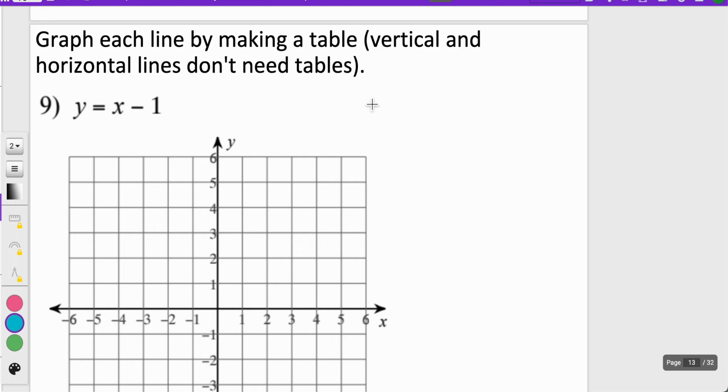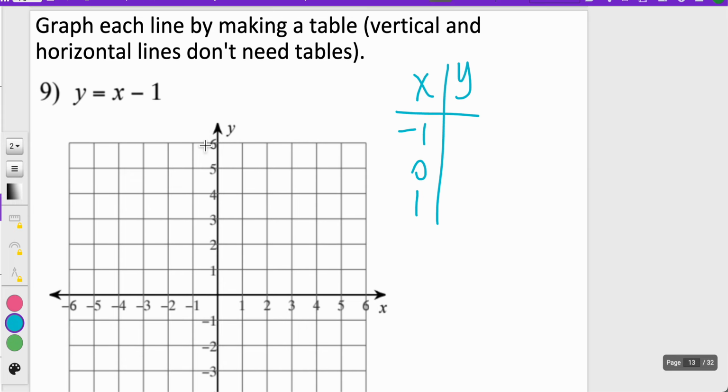The next thing we're going to do is make a table. Vertical and horizontal lines don't need tables, so this table is going to consist of negative 1, 0, and 1 values because we don't have any fractions. So if I plug in negative 1 where I see my x, negative 1 minus 1 is negative 2. Then I plug in 0, minus 1 is negative 1, and I can start to see a little pattern, negative 2, negative 1, so my last one should be 0.